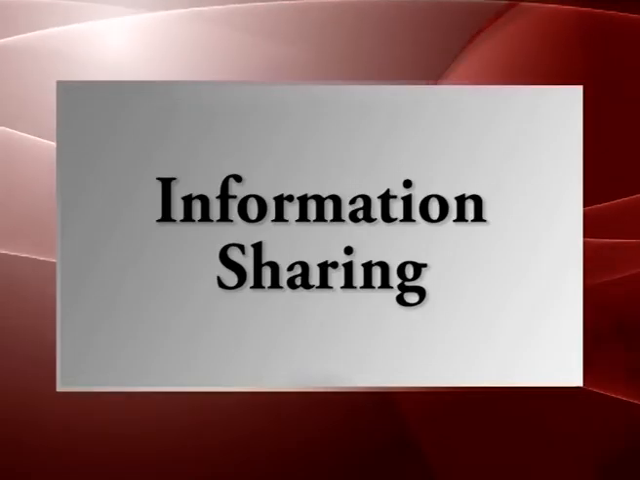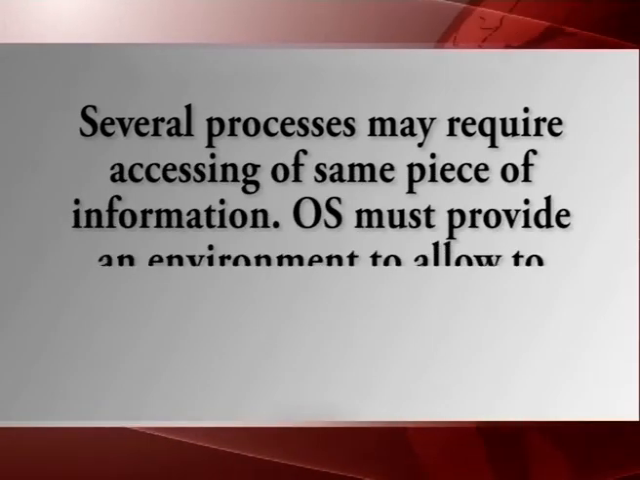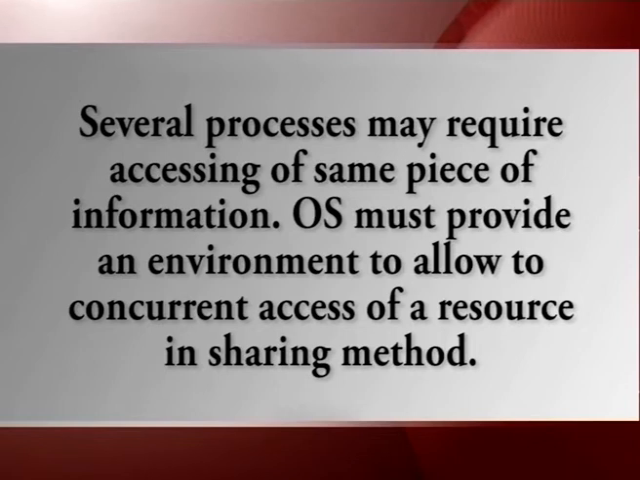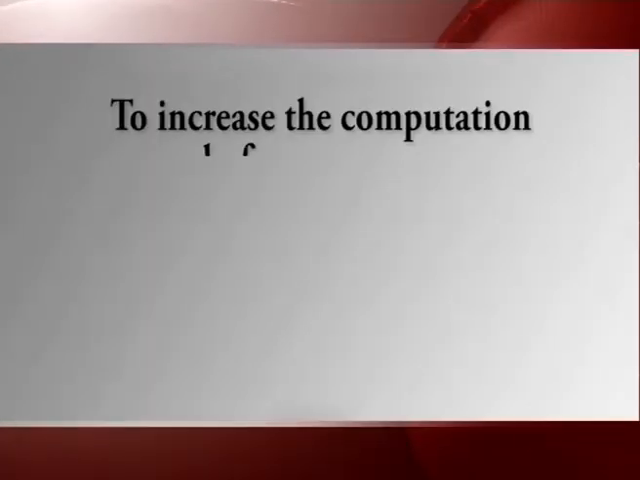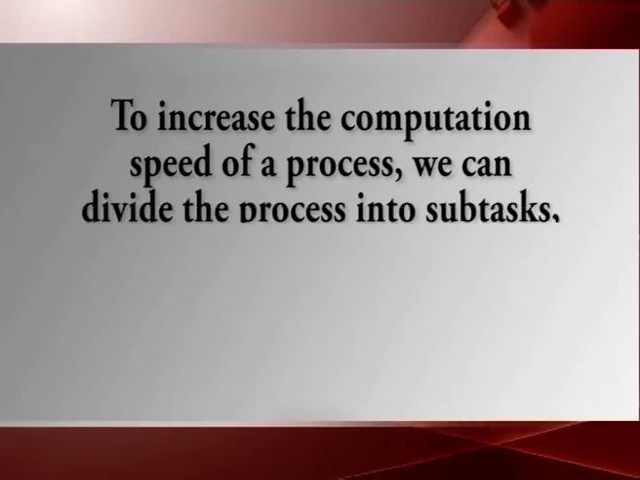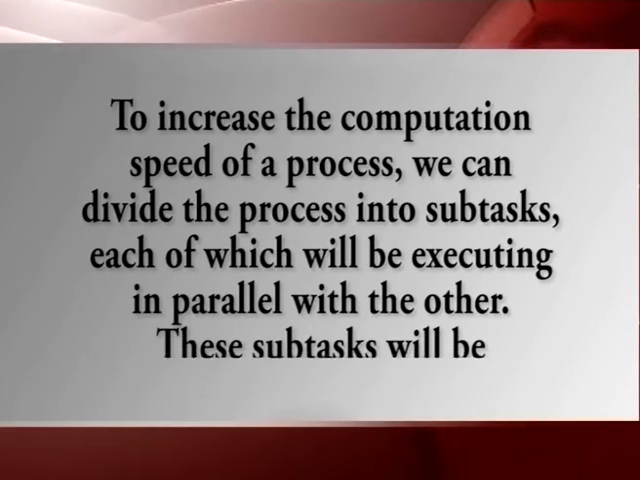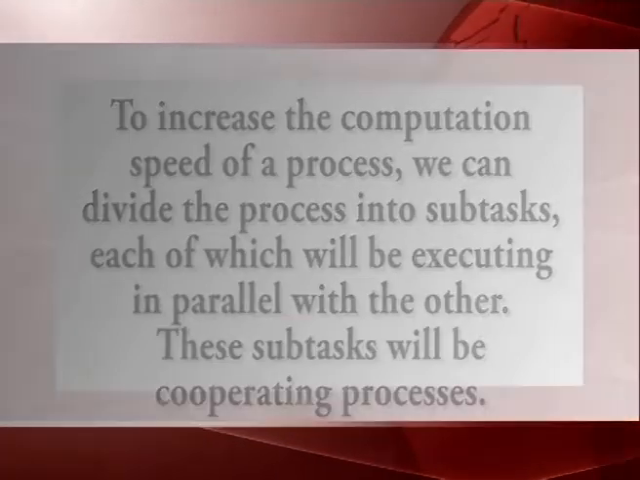There are many reasons for having cooperative processes. First is information sharing. Several processes may require access to the same piece of information. The operating system must provide an environment that allows concurrent access of a resource in a sharing method. Second is computational speed up. To increase the computation speed of a process, we can divide the process into subtasks, each of which will be executing in parallel with the others. These subtasks will be cooperating processes.